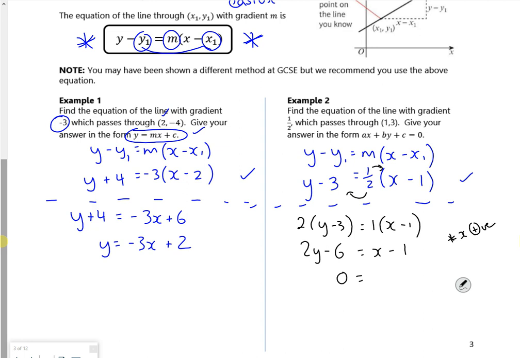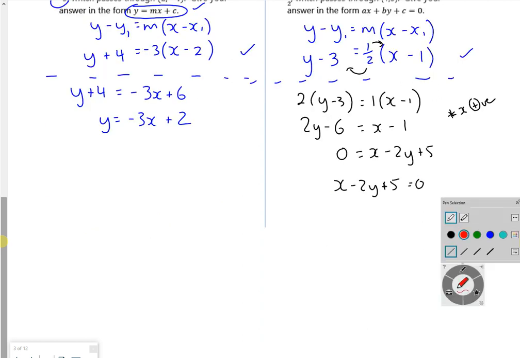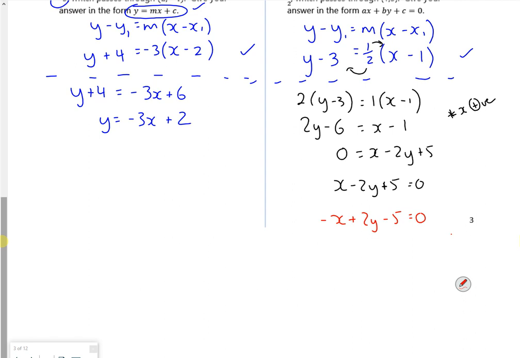So if I keep the x positive, I'm going to move the 2y over, and I'm going to move the 6 over. You might not be happy writing it like that, so I can just put the equals 0 on the other side there. And that looks really, really nice for us. We'll leave it on that. Right, so I can also, if I'd moved everything over on the left, I could have had a minus x plus a 2y, a minus 5 is 0, so just the signs are reversed, and that's also fine. So that's the bottom of page 3 done.